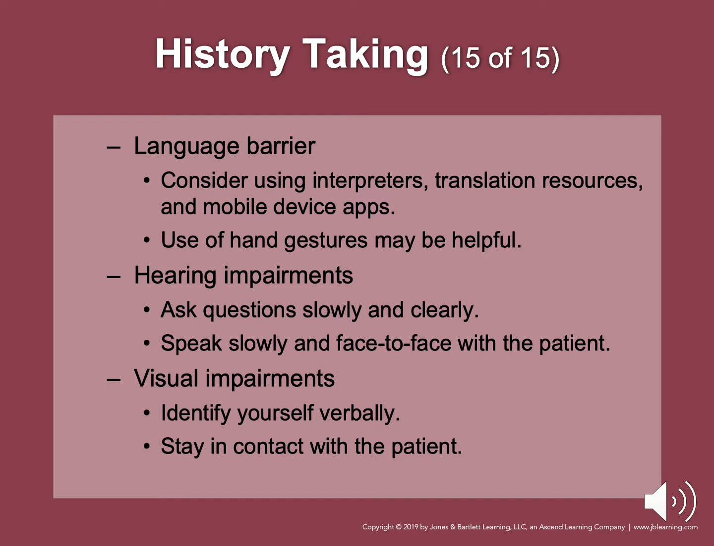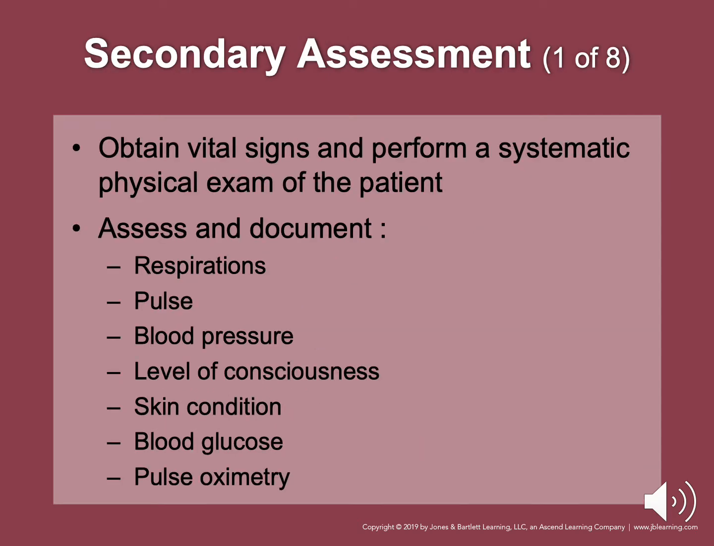Secondary assessment: obtain vital signs and perform a systemic physical exam of the patient. If the patient is in a stable condition and has an isolated complaint, secondary assessment may occur at the scene. If not, it is performed in the back of the ambulance en route to the hospital. At a minimum, assess and document the following: respirations, pulse, blood pressure, level of consciousness, AVPU, possibly also the GCS scale, skin condition, blood glucose to see if it is within normal range, and pulse oximetry. The physical exam may be a head-to-toe, full body exam, or an exam that focuses on a certain area.